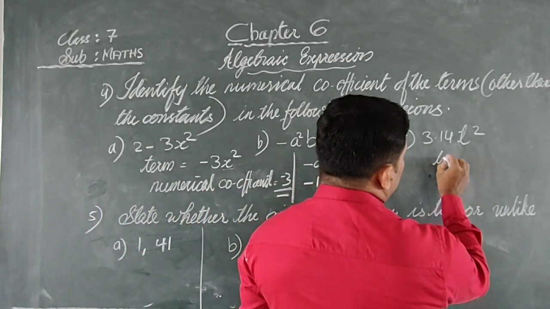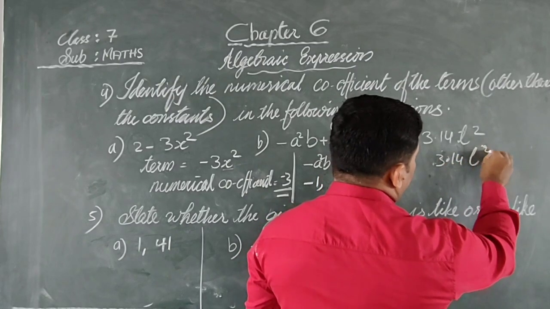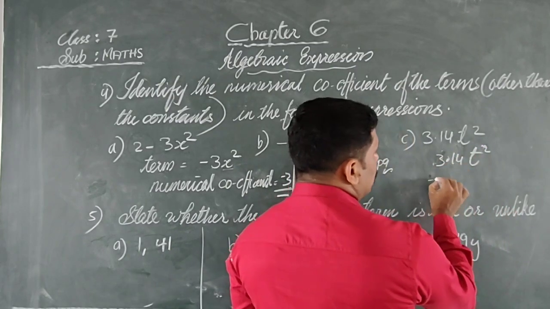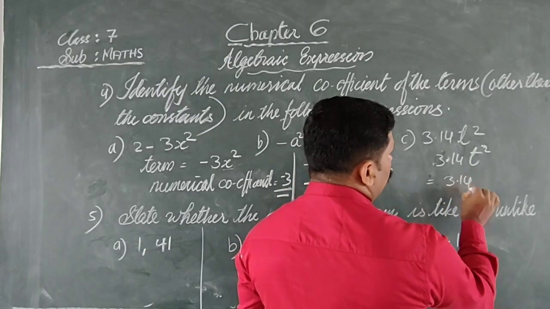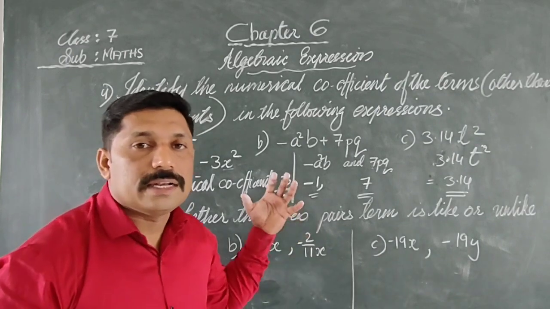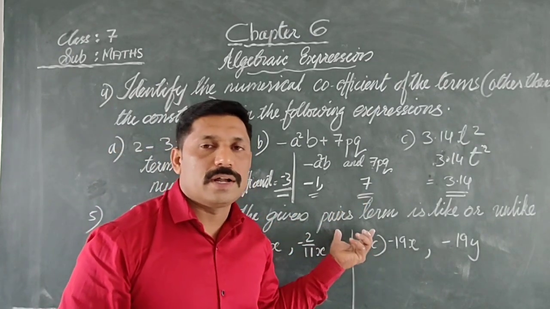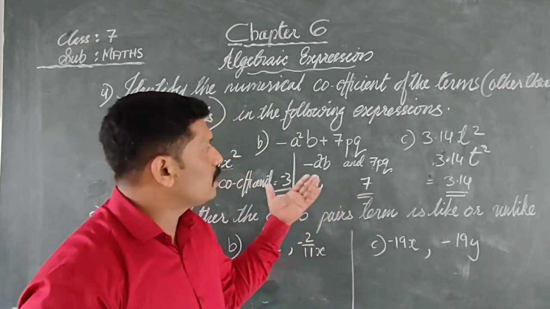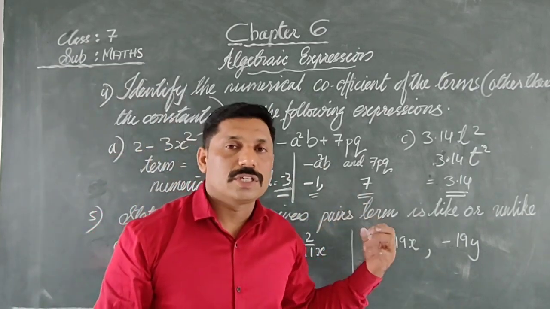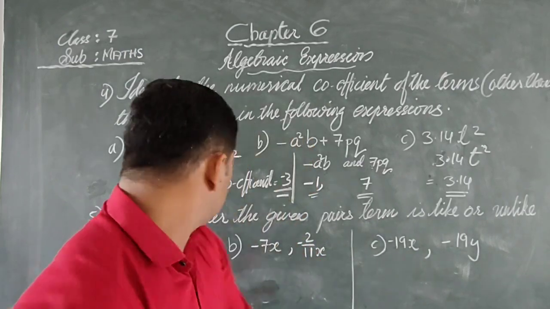Next, here only one term, 3.14t square. That's the term. Only one term, and the numerical coefficient here is 3.14. So the numerical coefficient means the number that is multiplied with a variable in a term. That is called a numerical coefficient. The remaining questions you have to do yourself as homework. And next we are going to start.